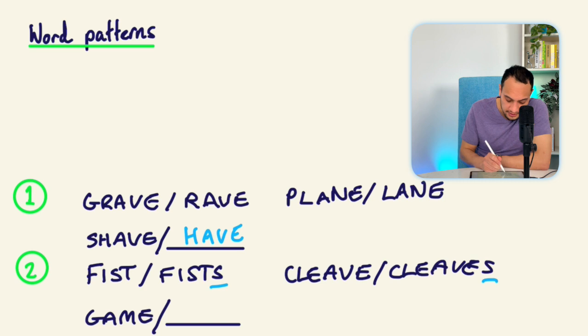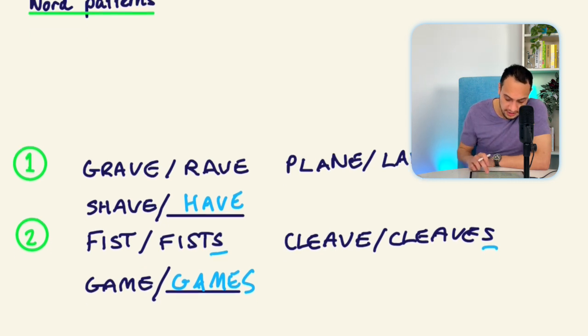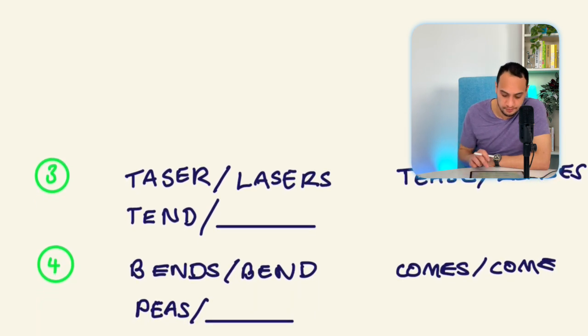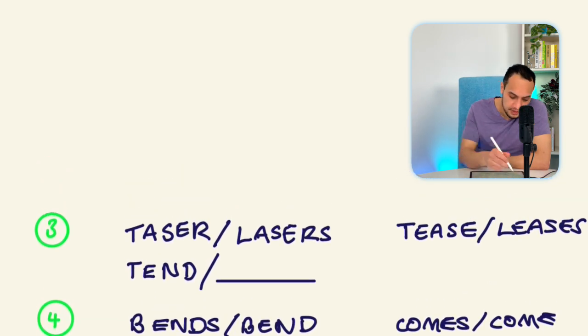And then our final one will be game, and then games with an S on the end, like that. So that's, again, two quite straightforward examples, but some of them will be straightforward. Let's look at the next lot.